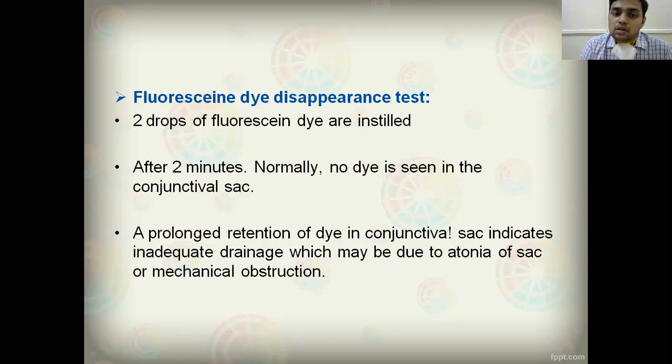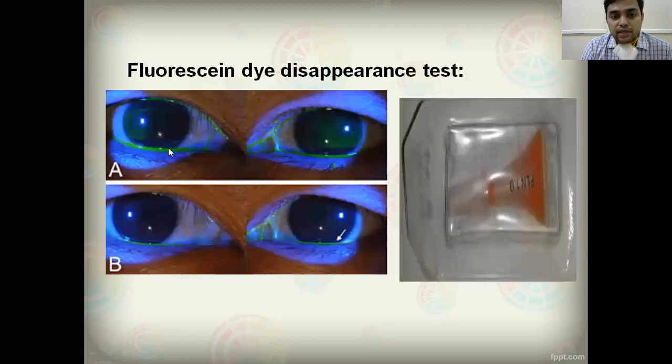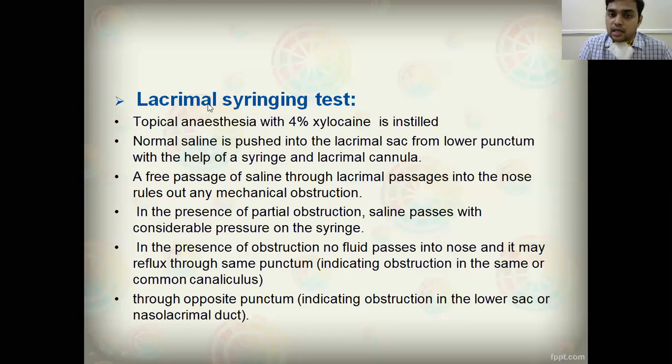So in this way we can identify whether epiphora is present or not. Normally this dye will disappear within 2 minutes of instillation. If it is still present, then there is definitely inadequate drainage of the lacrimal passages. So the third one is the fluorescein dye disappearance test, and the fourth one is the lacrimal syringing test.